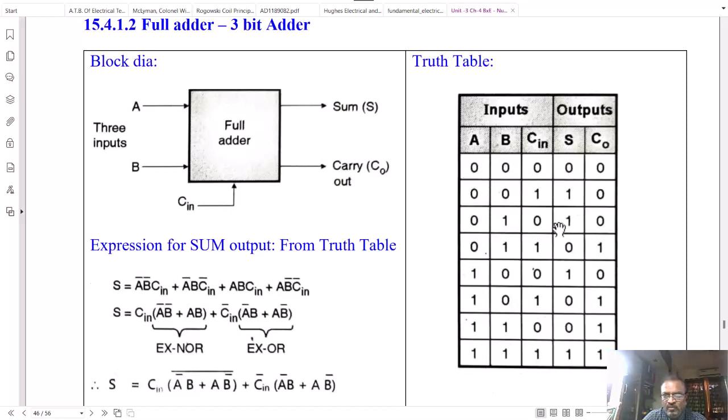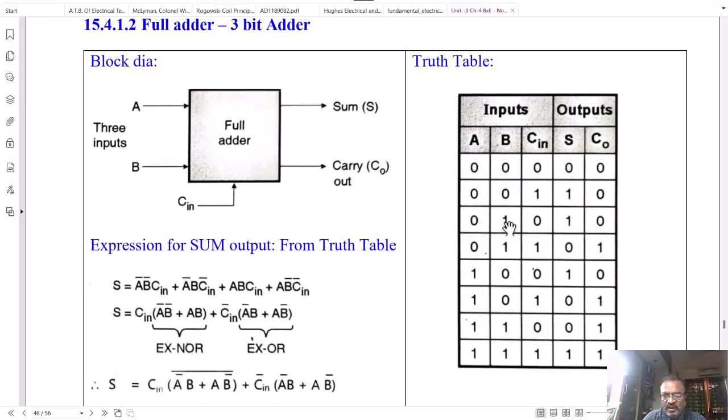So there are 8 combinations of A, B, C. And the sum is shown here. So let us see the first row. A and B are 0 and C bit is 0. Then sum is 0, carry will be 0. When A and B are 0, the partial sum is 0. Add this C in that. So you are getting sum equal to 1 and carry equal to 0.